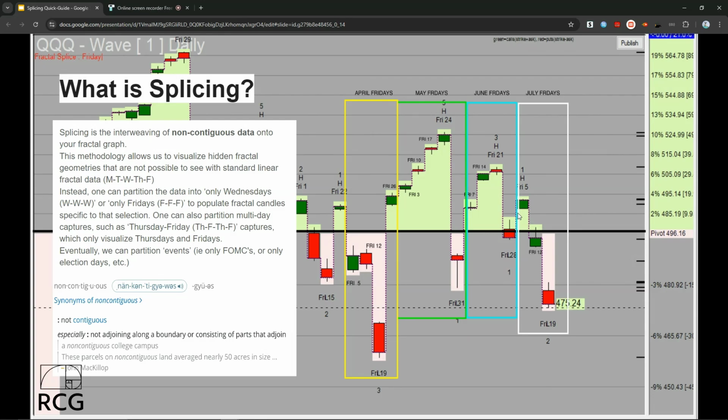Now you have the freedom to choose any amount of days of data you can load. Basically, let's just say I want to look at the past 1000 days and I only want to look at the Fridays. So you can actually do that. Right here you can see this image. We have the April Fridays, May Fridays, June Fridays, July Fridays right here. So you can actually do this splicing to figure out your bias for the next coming Friday or any data set you choose.